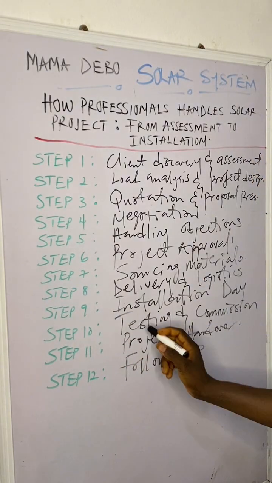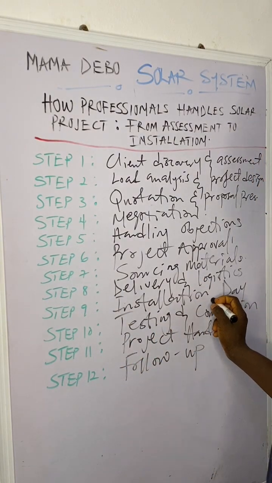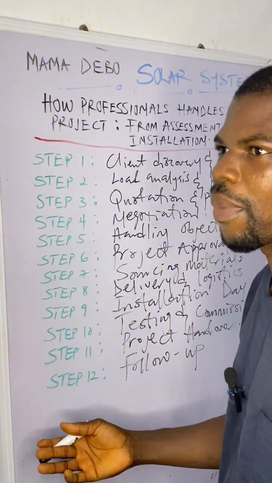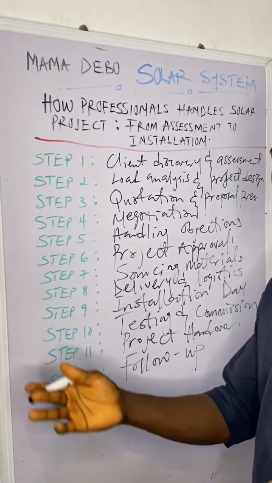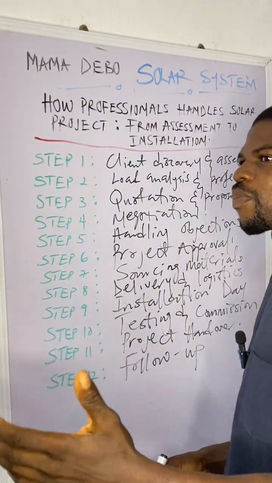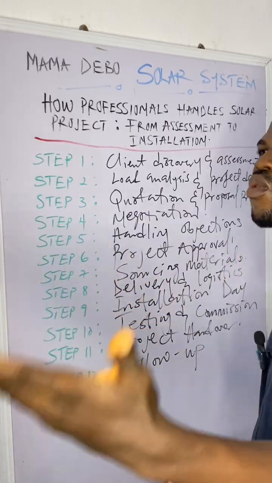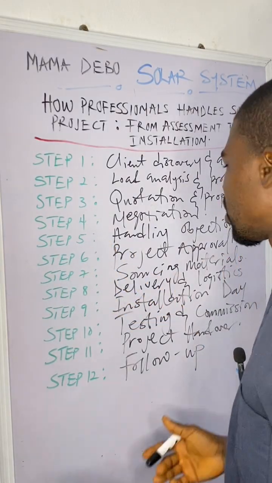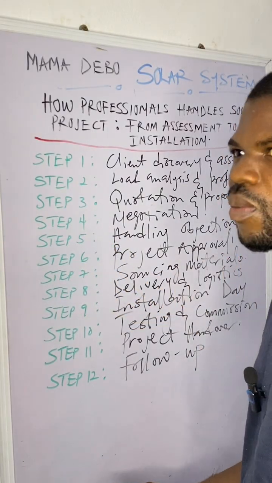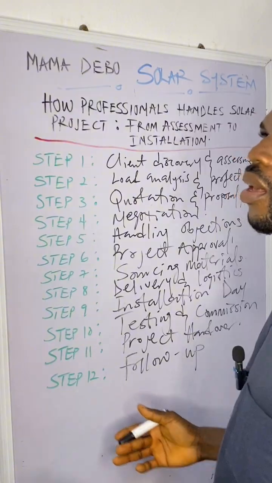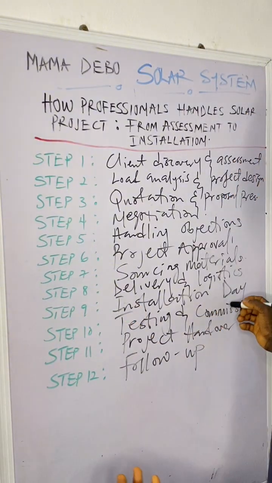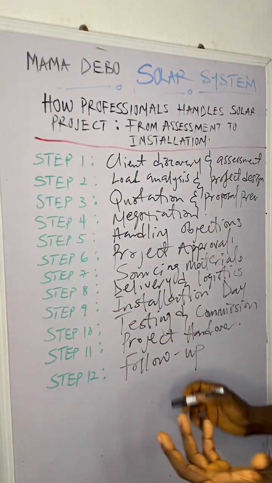After delivery, on the day of installation, that is when you are going to mount your solar panel. You check the angle. Okay, is this angle okay? The panel that we want to install, can the roof handle the solar panel? Can the wall handle the lithium battery? Can the wall handle the inverter? So all this will be done on the installation day.